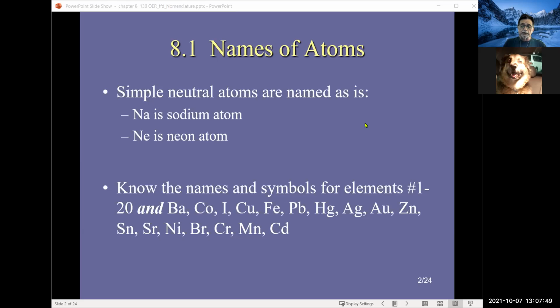Sr is strontium, Ni is nickel, Br is bromine, Cr is chrome, one of the big nasty heavy metals, and Mn is manganese, and then sometimes confused with Mg, which is magnesium, and then cadmium for Cd, okay? And as we progress, we're going to start learning more and more of other elements. No, we're not going to get into all 118. It's just the most popular ones with respect to Chem 130.